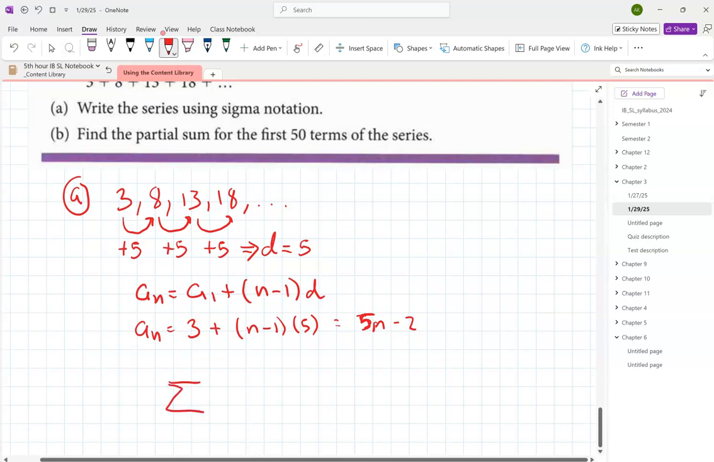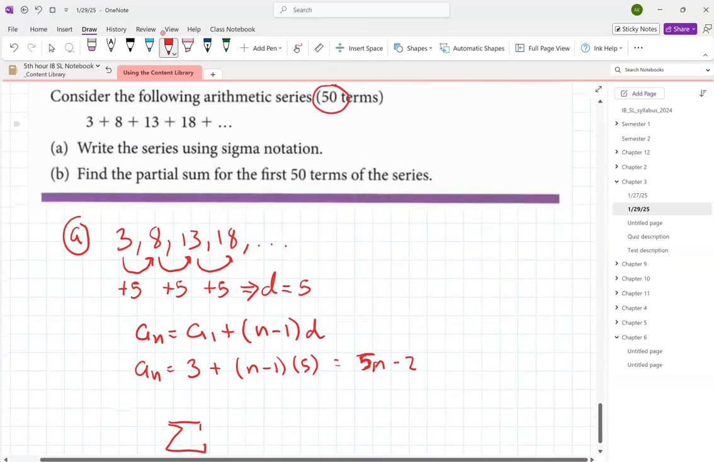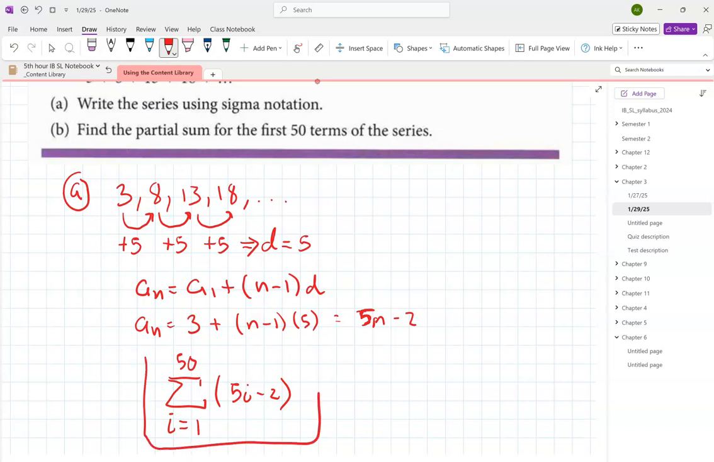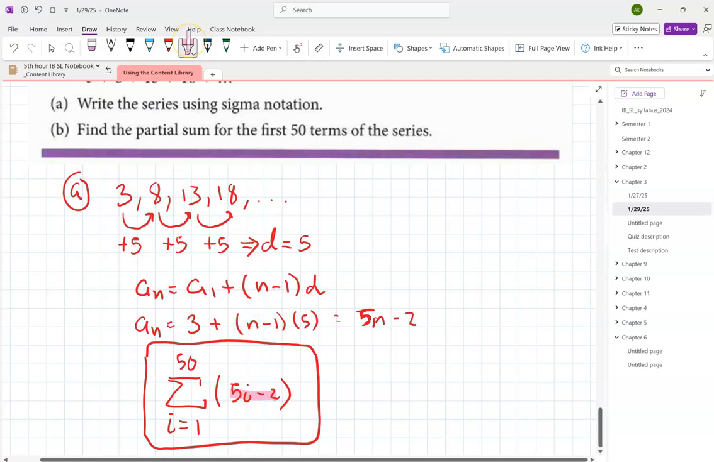So to write this, then I'm going to say this is the sum from i equals 1 to, I know there's 50 terms, so 50 of 5i minus 2. So again, the hard part was getting the sequence in there. Joey?